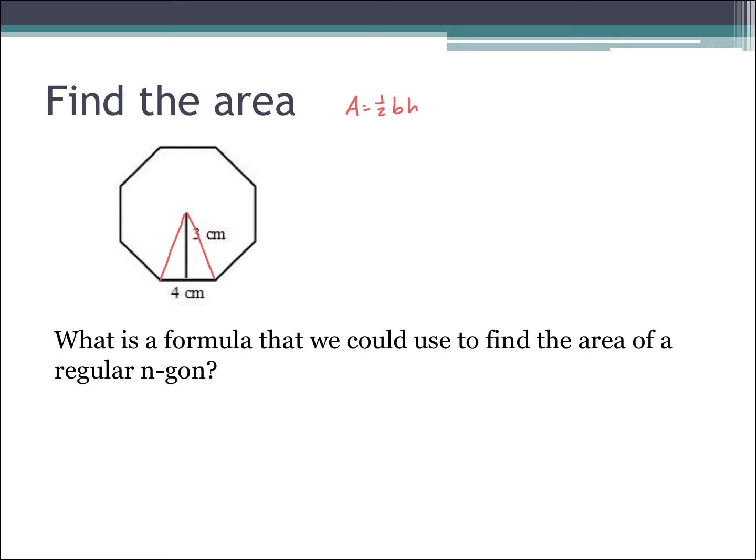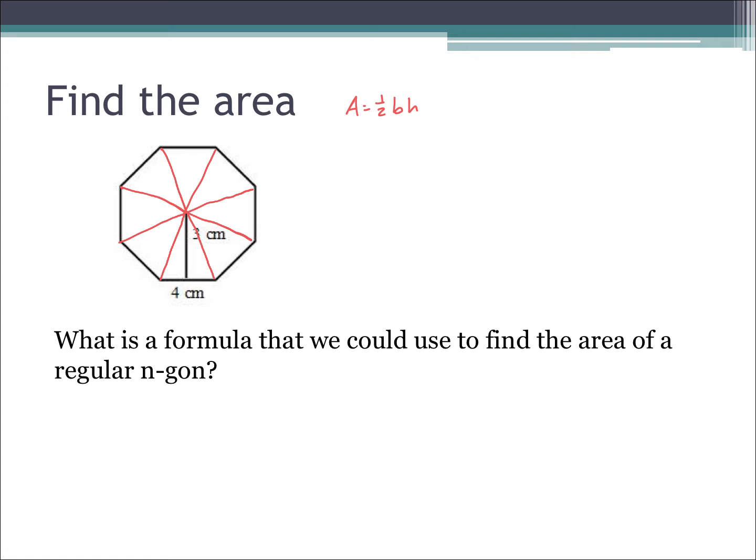And so going off of that logic, I can think that if I had all 8 triangles, and I found the area of all of these triangles right here, and I added them all together, then that would give me the area of the octagon. Okay, so what I'm going to do then is I'm going to solve for this.